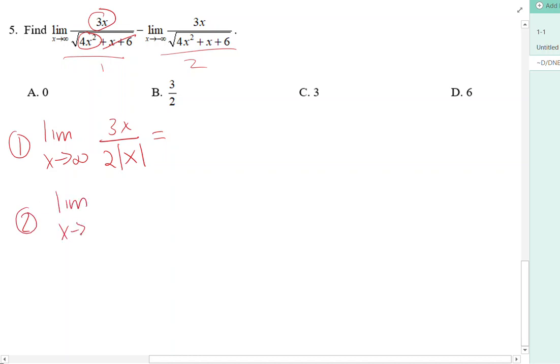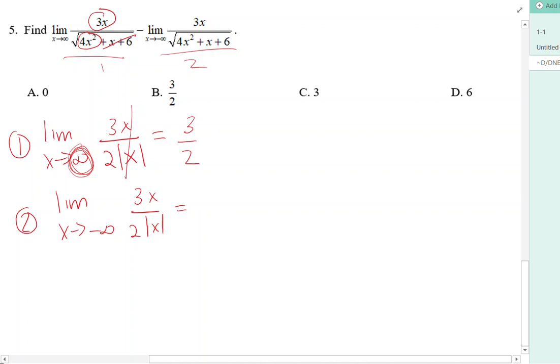Let's go as x approaches negative infinity. We're still going to get the 3x over 2 times the absolute value of x. Now take a look at the difference here. As x approaches infinity in problem 1, the x and the absolute value of x pretty much cancel each other out, and they're both positive. x is positive and the absolute value of x is positive, since we're choosing very large positive numbers for x. So those x's cancel out and we just get 3 over 2.